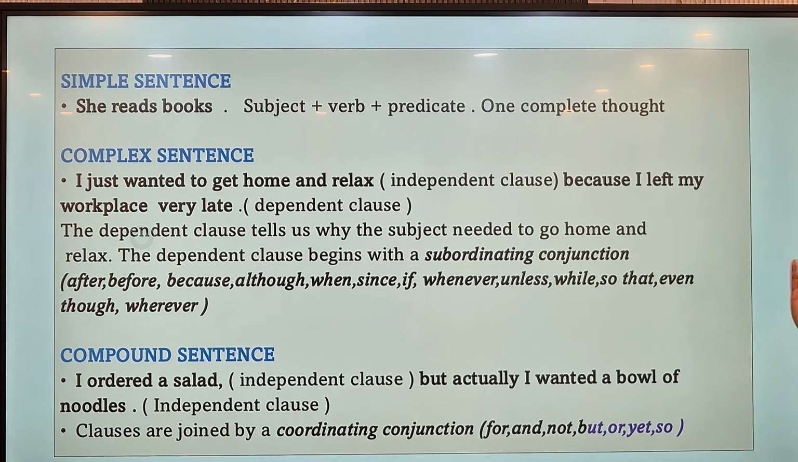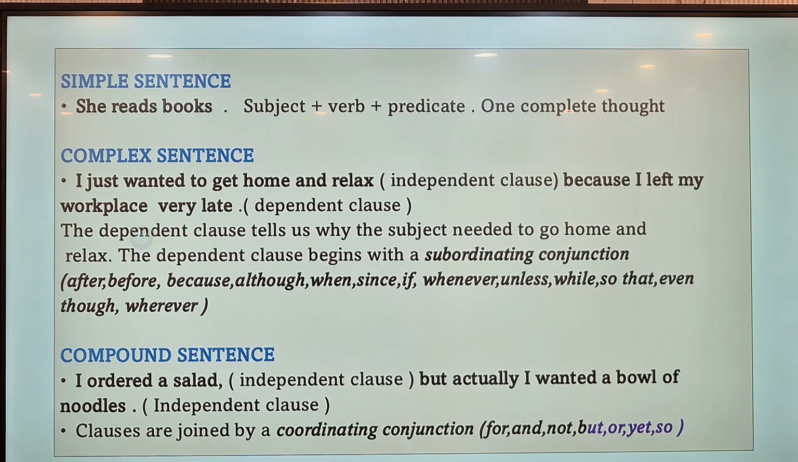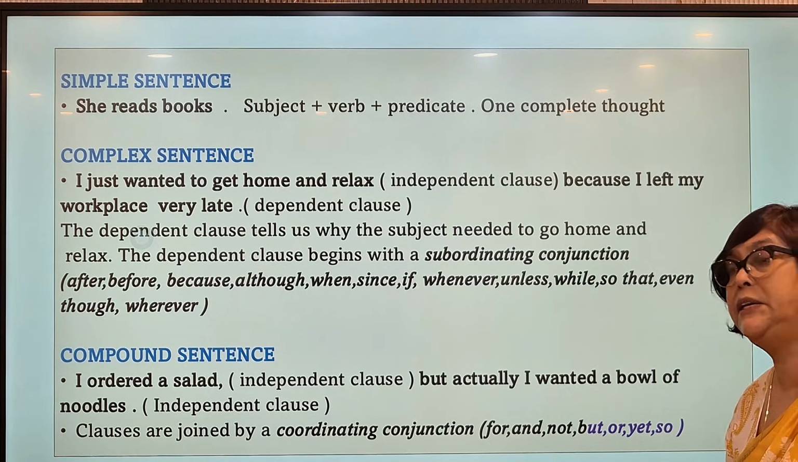So what I have spoken so far about simple, complex and compound sentences, I have just given you illustrations and examples. So simple sentence: she reads book. It's subject plus verb plus predicate, and it gives one complete thought. Complex sentence: I just wanted to get home and relax, and it's an independent clause. Because I left my workplace very late, it is a dependent clause. So the dependent clause here tells us why the subject needed to go home.